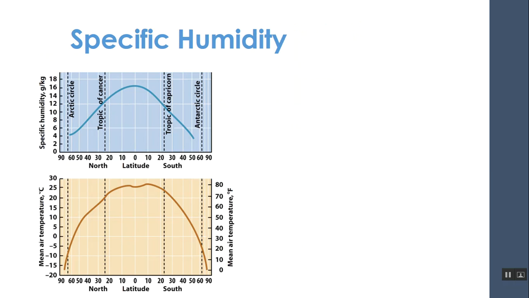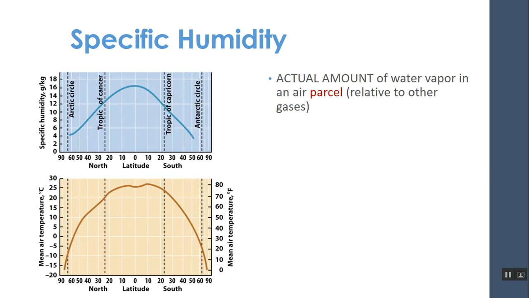So, two ways of talking about humidity. The first is specific humidity, and that is the actual amount of water vapor in an air parcel relative to other gases. This is not usually the way that we talk about humidity, especially if we look at the weather and humidity measures for the day. That's relative humidity, that I will get to next. But this is an actual measurement of how much water is in the air, and it is measured in grams per kilogram.